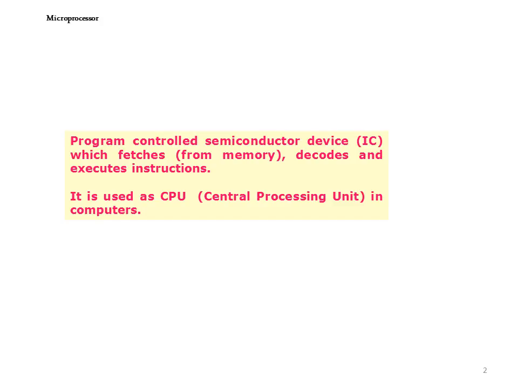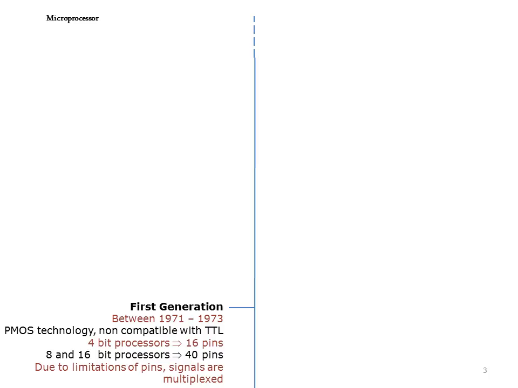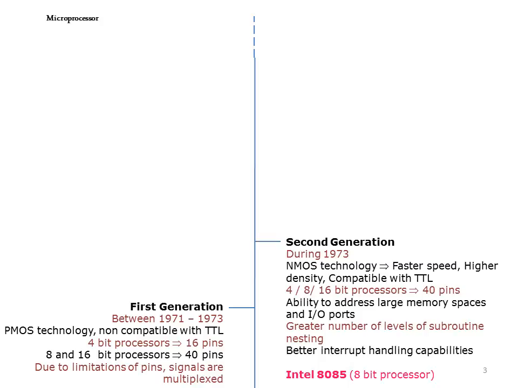It is used as a central processing unit. Coming to the first generation of microprocessors, it is between 1971 to 73, which is manufactured with the PMOS technology and non-compatible with transistor logic. In this first generation, 4-bit microprocessors with 16 pins and 8 and 16-bit processors with 40 pins were developed. Due to the limitations of pins, signals are multiplexed.